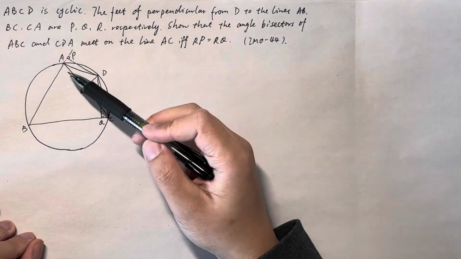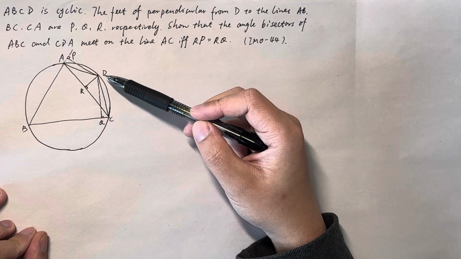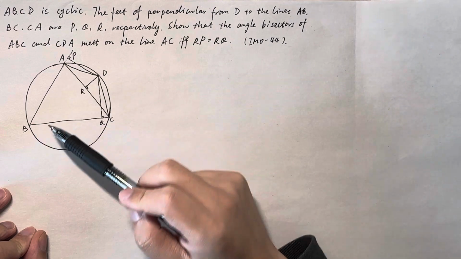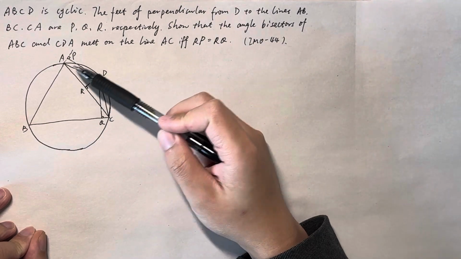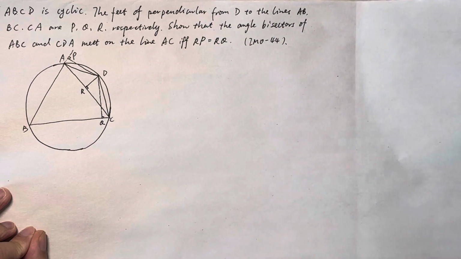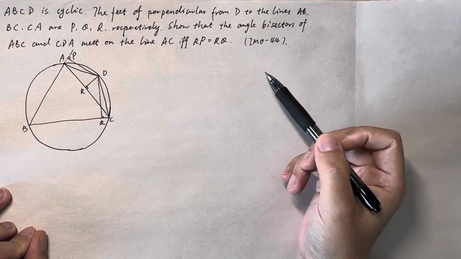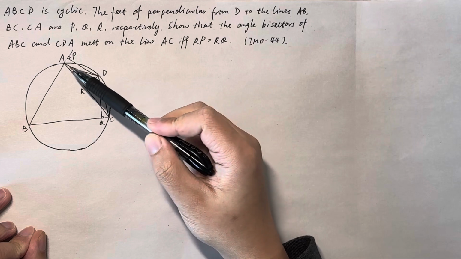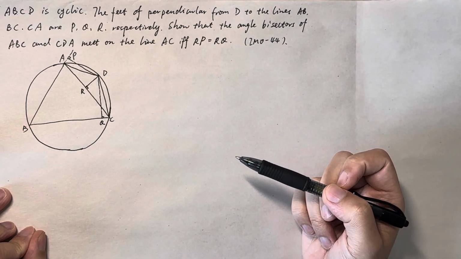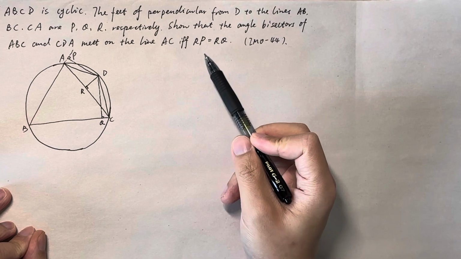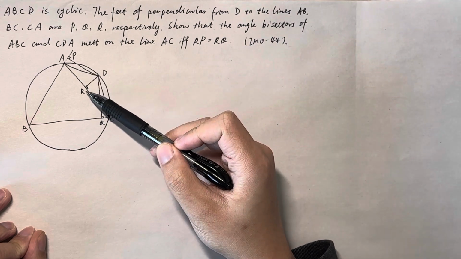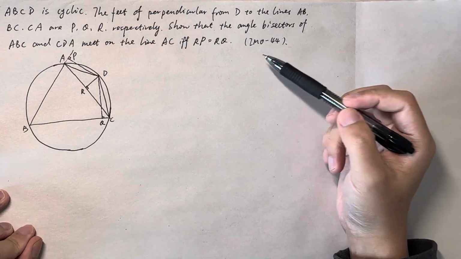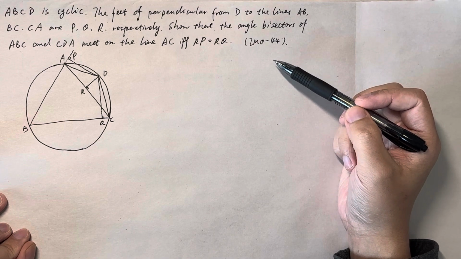Here is the problem. ABCD is cyclic. The feet of the perpendiculars from D to the lines AB, BC, CA are P, Q, R respectively. Show that the angle bisectors of angle ABC and angle CDA meet on the line AC if and only if PR equals RQ. This is a problem from IMO 44, which is the year 2003.